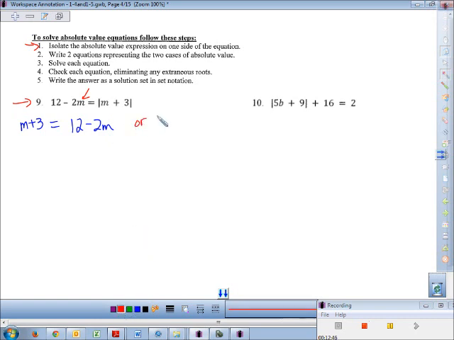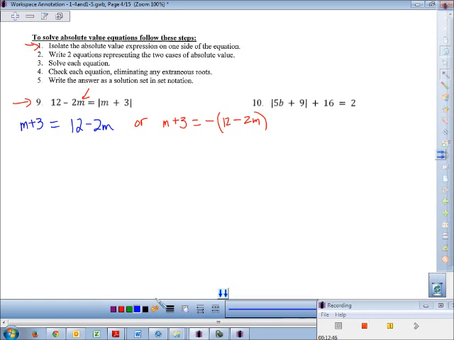I will show you the right way to do this the first time, and then we'll skip some steps. Take what's in the bars again, m plus 3, and set it equal to, here's how to explain it, you take the opposite of what's out there, so minus parentheses 12 minus 2m. You see how that was still what this was right here, but I want the opposite of it. Rock and roll?